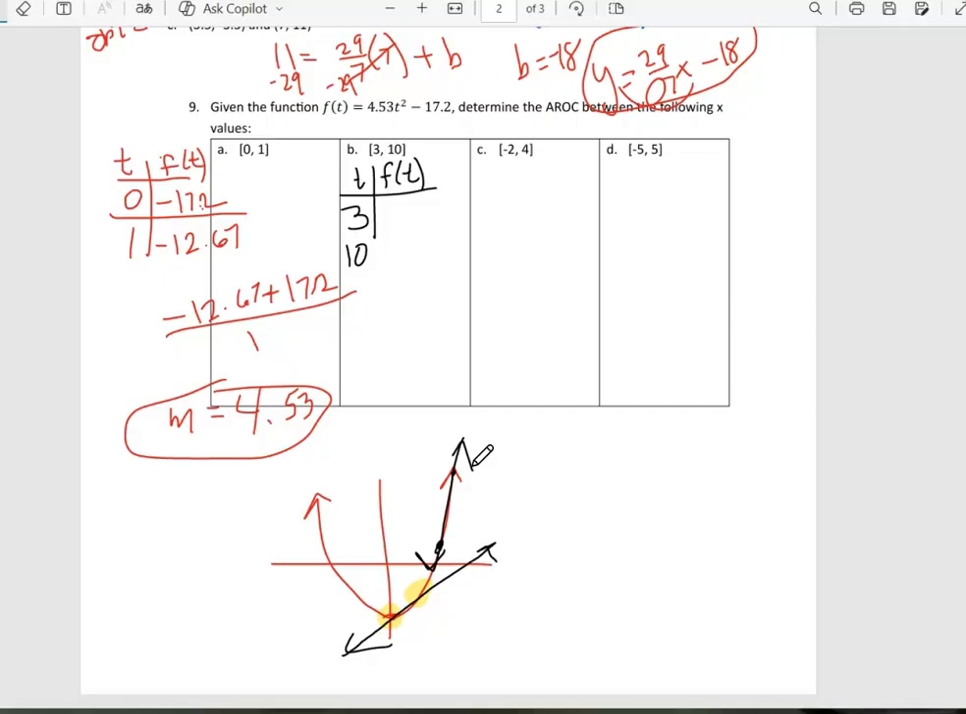I'm going to do a copy and paste thing with my TI. I just copied and pasted the function, changed 1 to 3, got 2357. And then I'm going to do it again. This time change 3 to 10.